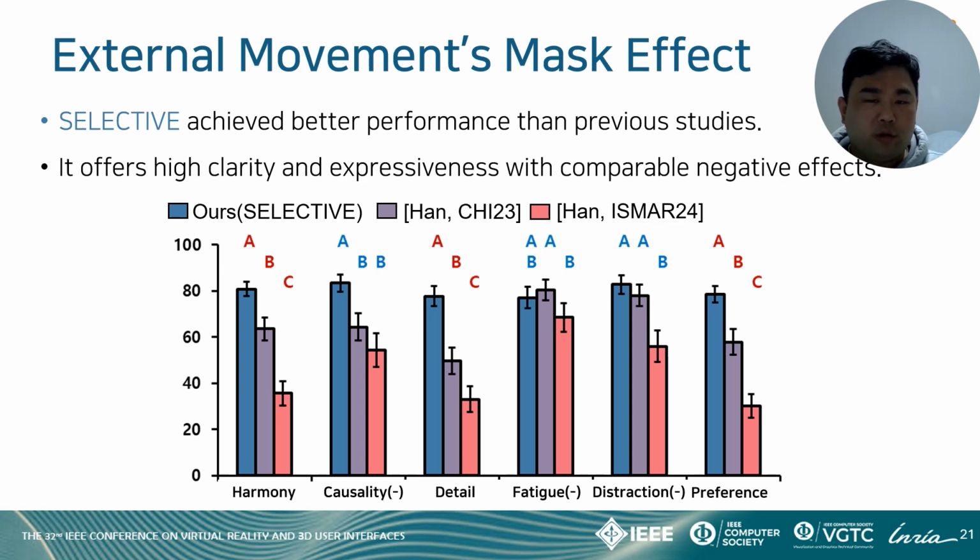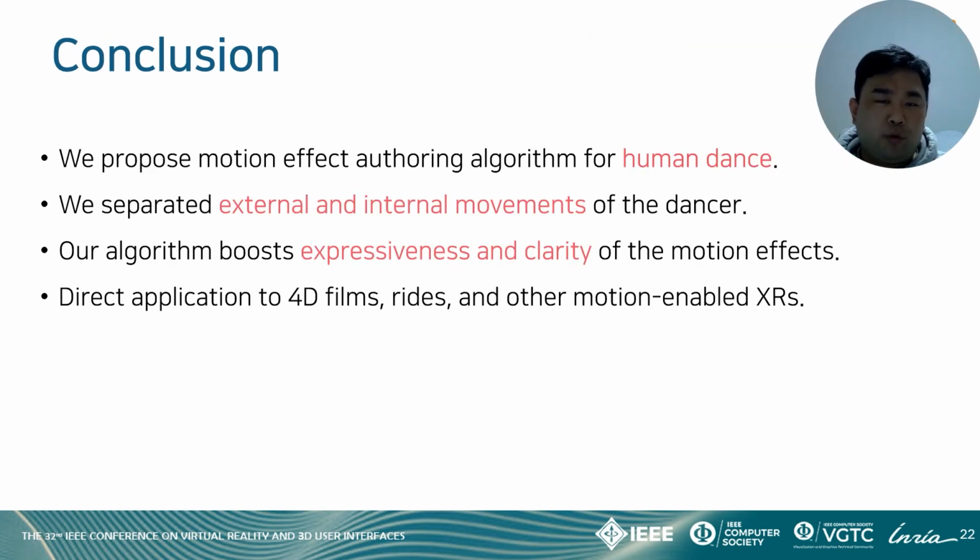It is important to note that, despite its high expressiveness and clarity, our algorithm minimizes negative effects. This result suggests that the features we developed to represent human dances are effective in generating motion effects. In conclusion, we propose a new motion effect rendering algorithm for expressing human dance. We separate the external and internal movement of the dancer to maximize the expressiveness and clarity of the motion effect.